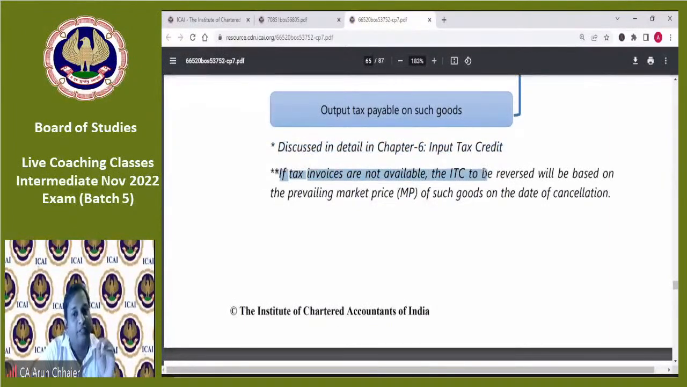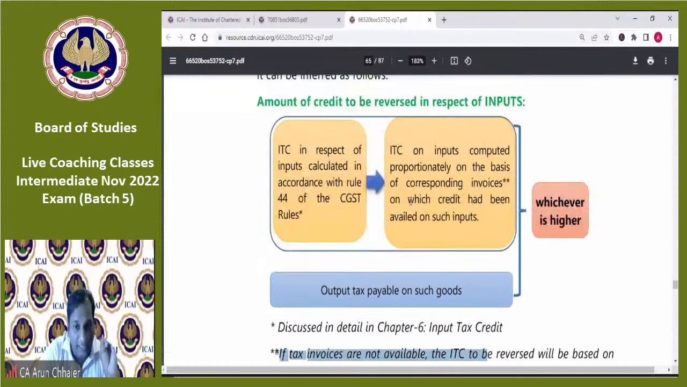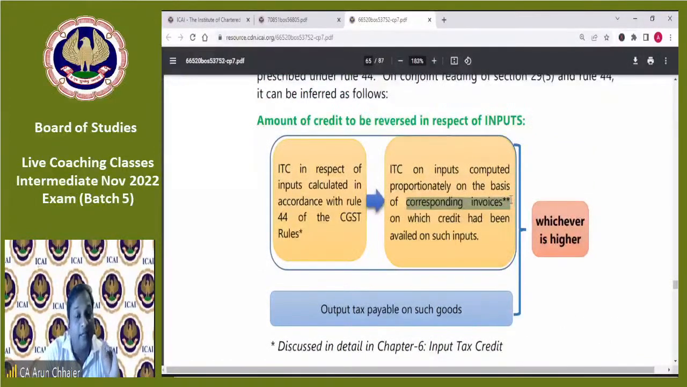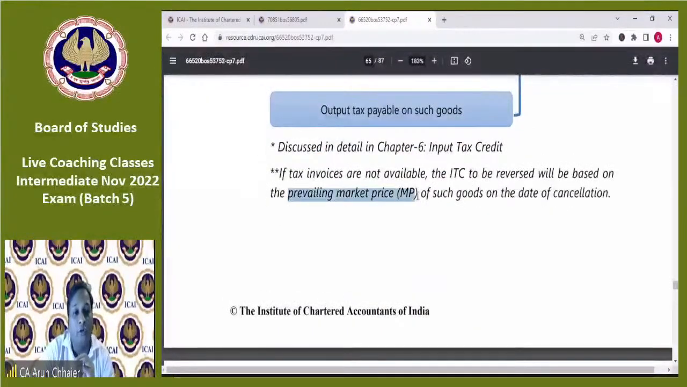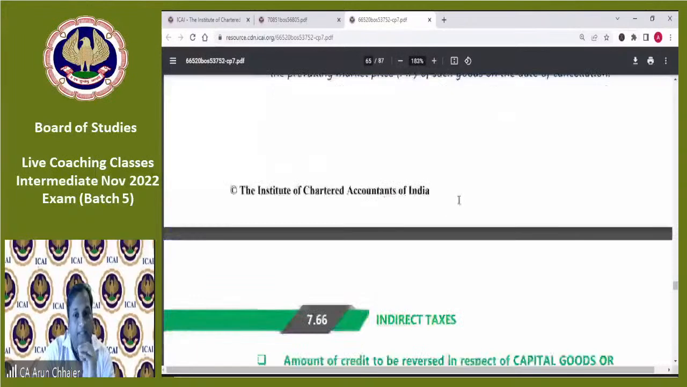If tax invoices are not available, they are saying ITC on the input is computed proportionately on the basis of the corresponding invoice. Suppose the corresponding invoice is not available, then you will take the prevailing market price. If tax invoices are not available, ITC is to be reversed based on the prevailing market price.